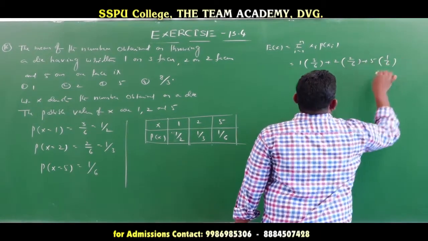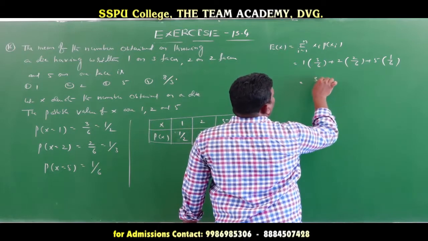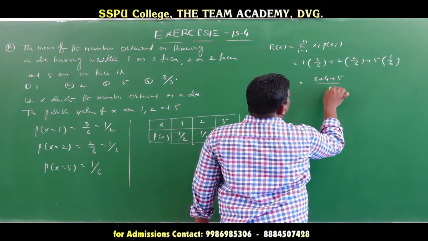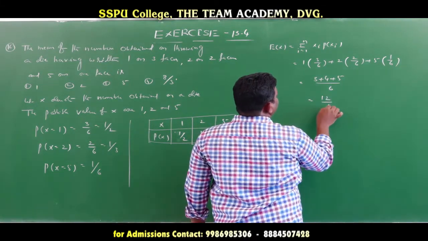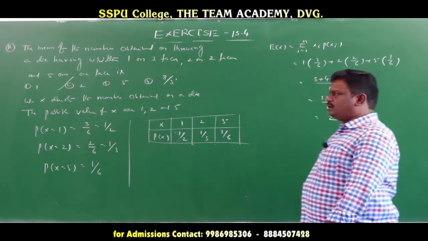So overall, the denominator is the same: 3 plus 4 plus 5 by 6, that is 12 by 6, that is equal to 2. Which option is correct? So the second option is the correct option.